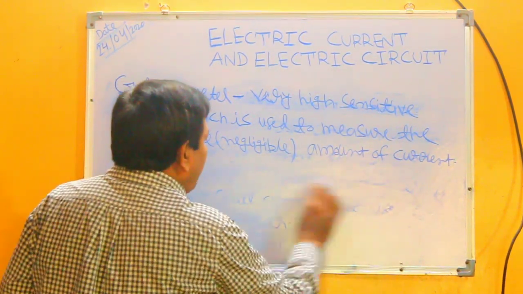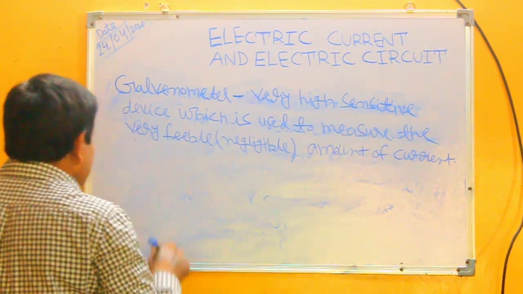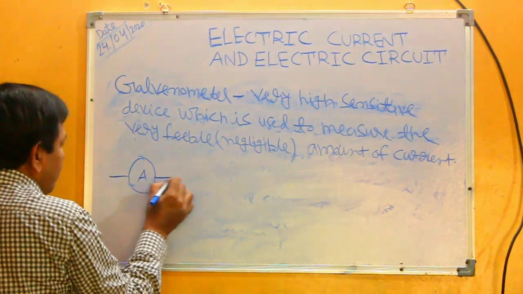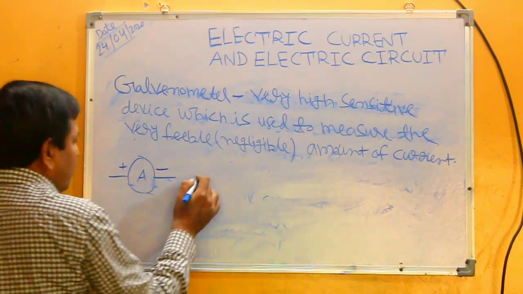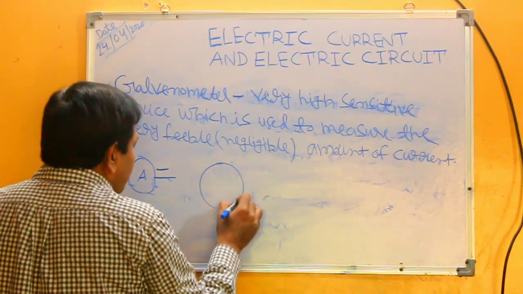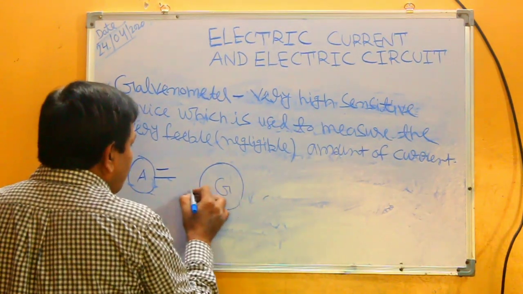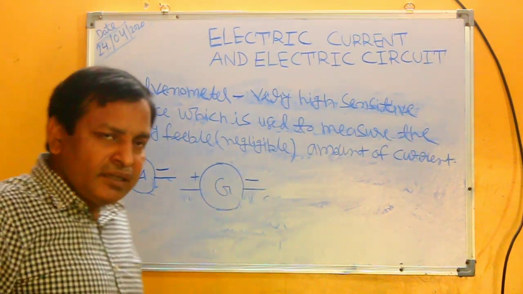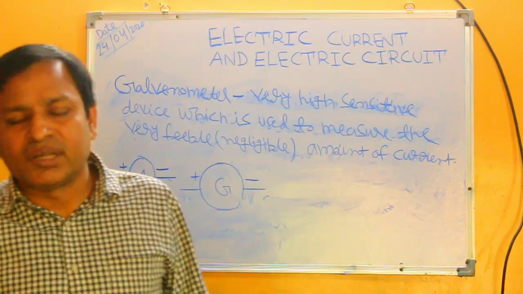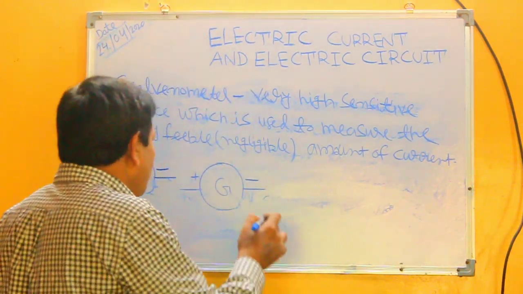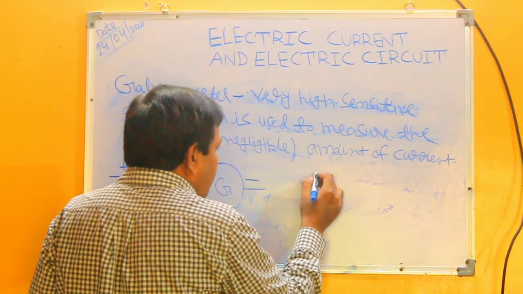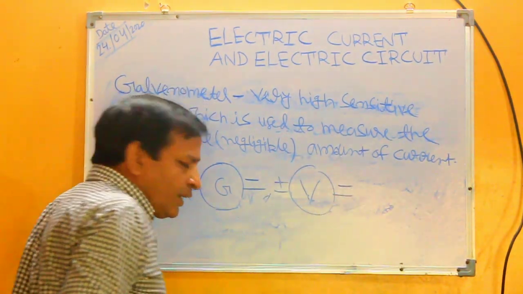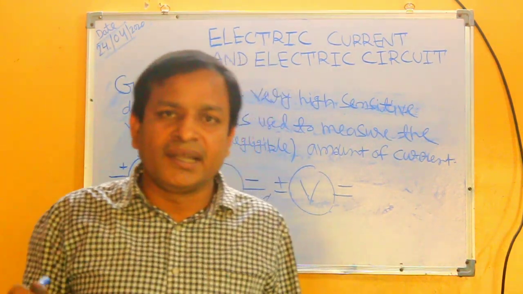The symbols for the devices are: for an ammeter we use A with plus and minus. Galvanometer is denoted by G, with plus and minus. And for measuring voltage, we use the voltmeter, which is denoted by V, with plus and minus. But there are differences in connecting these devices in an electric circuit.